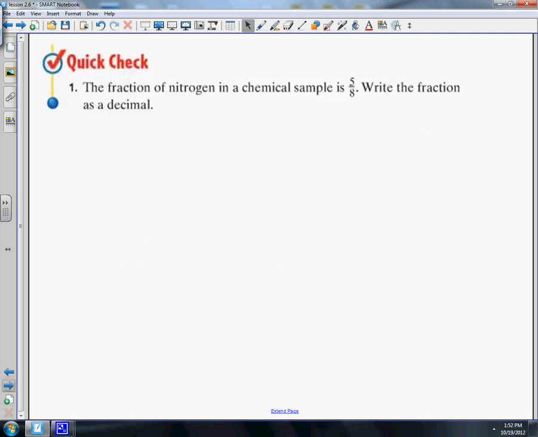Here we'll do an example with a terminating decimal. A fraction of nitrogen in a chemical sample is 5/8. We want to write this fraction as a decimal. So we're going to take the denominator and divide it into the numerator. We know how to do division, so go ahead and try this problem out. Divide 8 into 5.